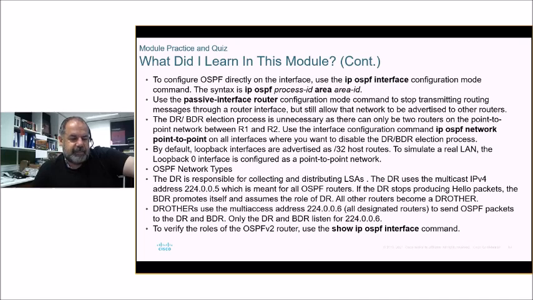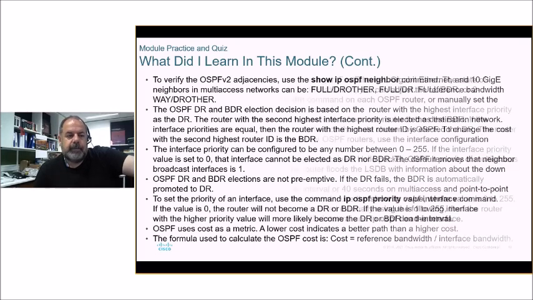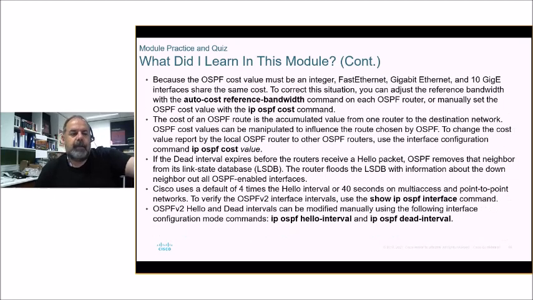We spoke about DRs and BDRs and why they're useful on broadcast or multi-access networks. So DRs, BDRs, and DR others are, of course, the roles. The preferred way of changing that is by using the interface priority command. And so, of course, the auto cost reference bandwidth is 100 megabits by default. Of course, that's probably not fast enough these days, so you should be changing that.